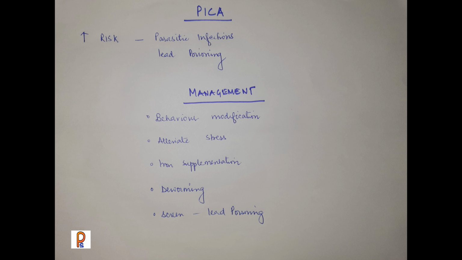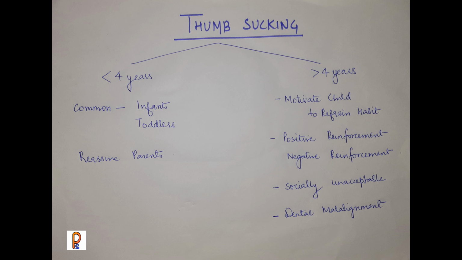How will you manage this child? First of all, it's a behavioral problem, so we need to do behavioral modification. If psychosocial stress has led to the pica, we need to alleviate that stress in the child. If iron deficiency is there, we need to give iron supplementation. And for the risks developed by pica, parasitic infection and lead poisoning, we need to do deworming in the child, as well as screen for lead.